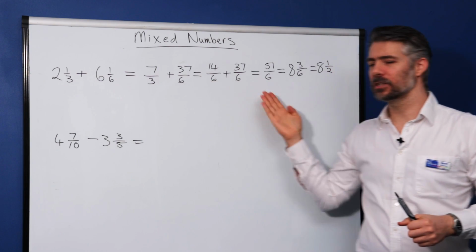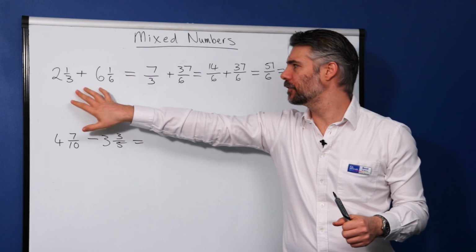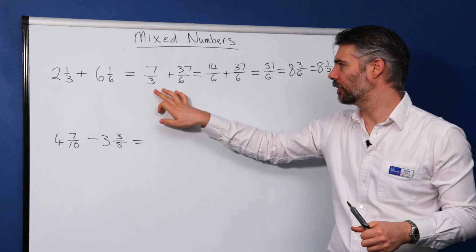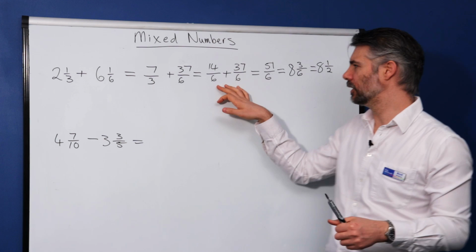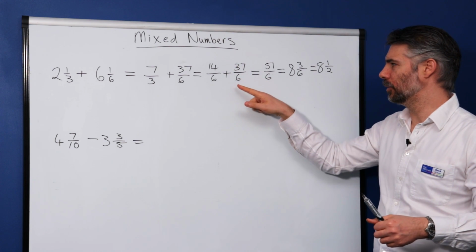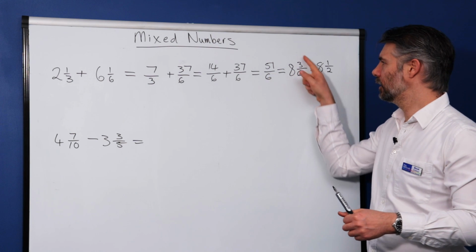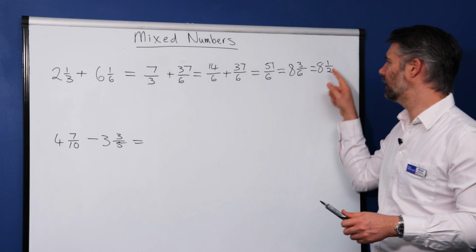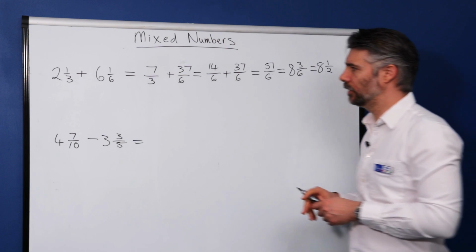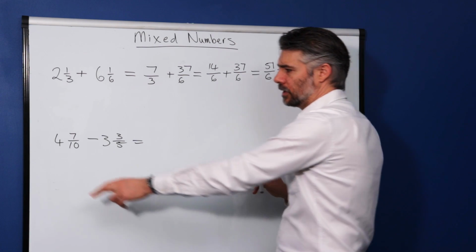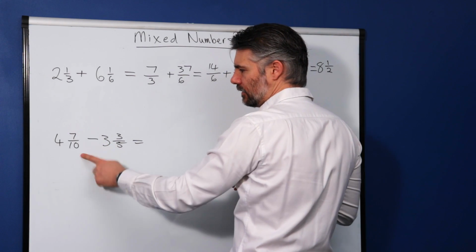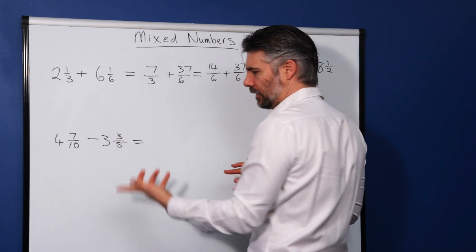And there's the number. As long as you follow the steps: the first step is convert to an improper fraction, then lowest common denominator, then do your addition. Once you've got your number, convert it back out to a mixed number, and then simplify. Alright, let's take a look at this one. So we say 4 7/10 minus 3 3/5.